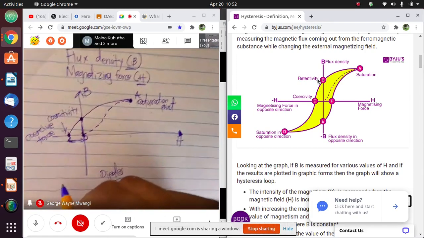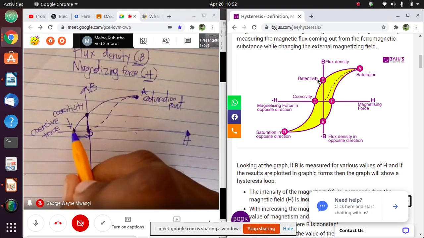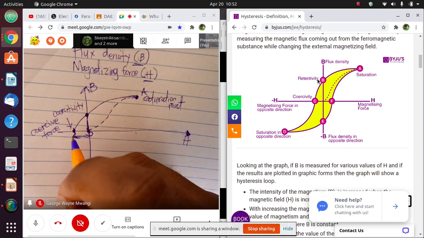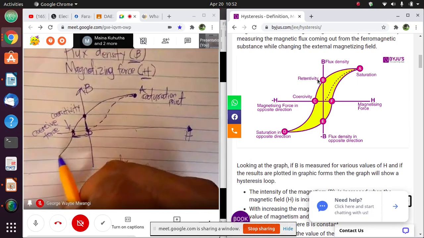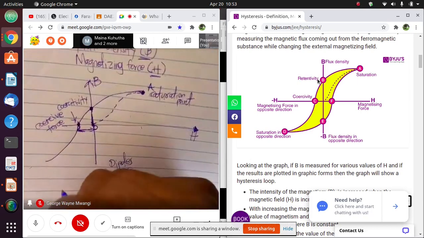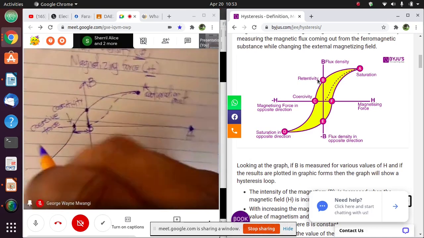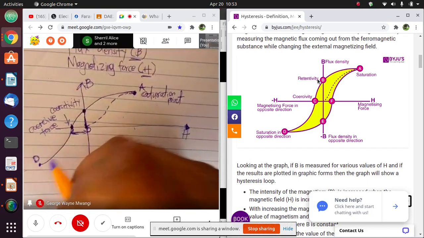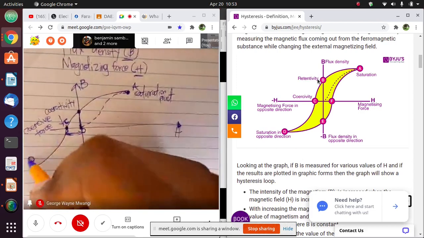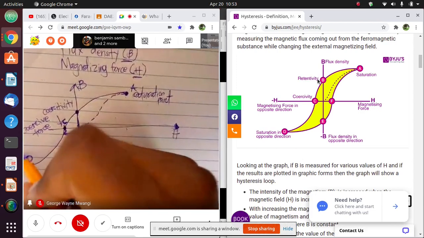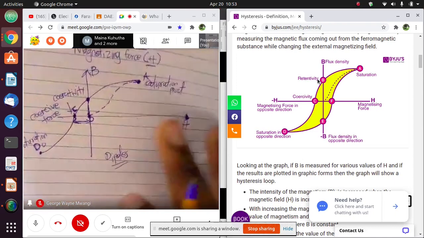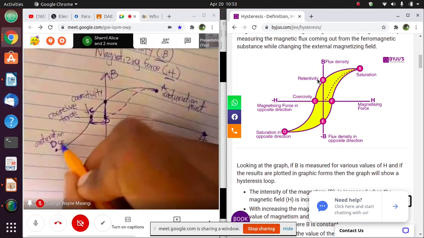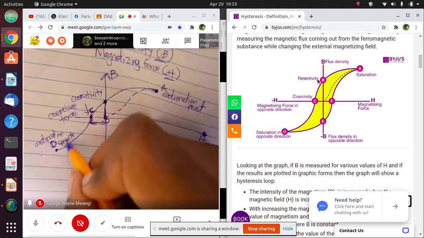Now, when we change the direction of the magnetic field, si kumaanisha ati the material will not gain magnetism. No, it will gain magnetism, but in the opposite direction. So the magnetism of that material will increase, but now in the opposite direction, and it will reach a point where, let's label this C, it will reach a point where that material will reach saturation, but in the opposite direction. The saturation will be in the opposite direction.